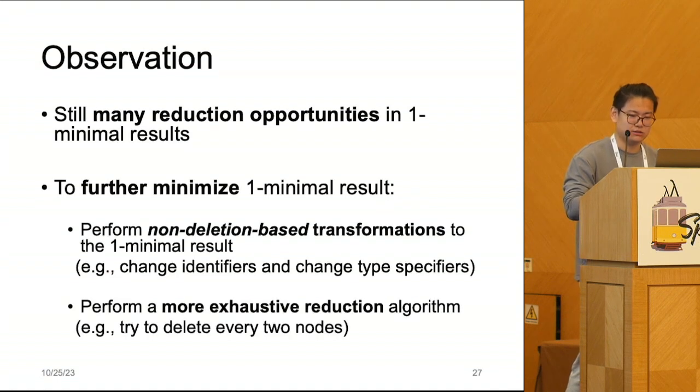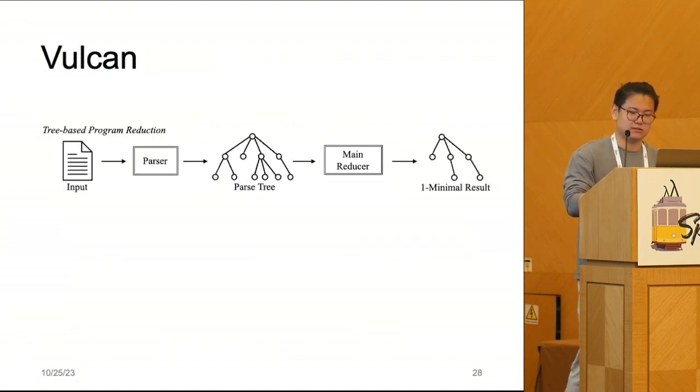And also, we can perform a more exhaustive reduction algorithm. For example, remember that in our last step, we removed the for statement and the keyword else together. And such a reduction opportunity can be seized if we try to remove every 2 nodes rather than just 1 node in the path tree. So based on these observations, we propose a framework called Vulkan.